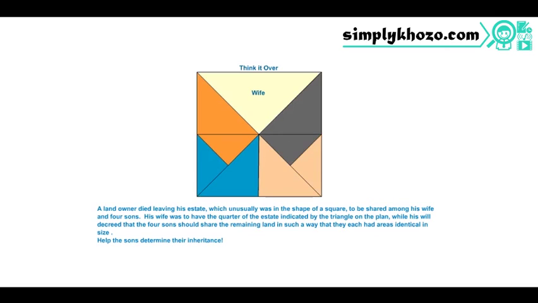We now have 4 large triangles and 4 small triangles to be distributed.